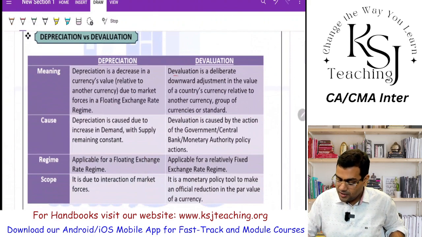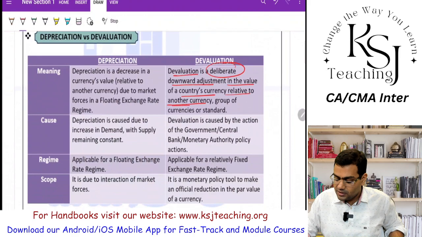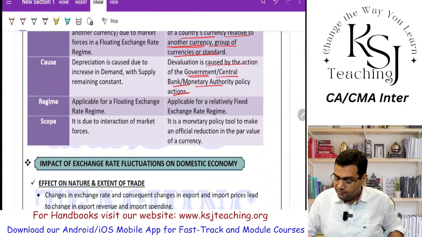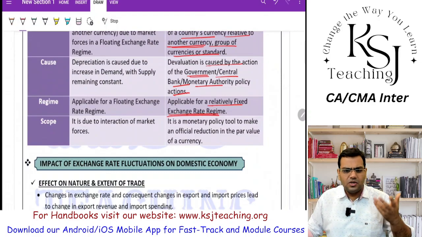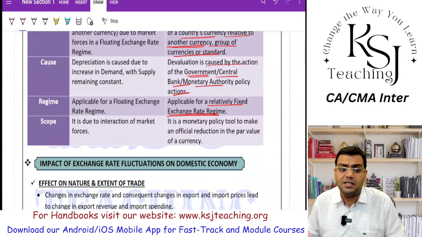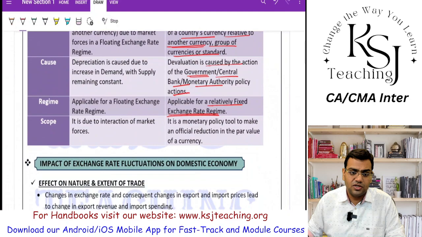So devaluation is a deliberate downward adjustment in the value of a country's currency relative to another currency or a group of currencies, right? Devaluation is caused by the action of the government or the central bank, monetary authority policy actions, applicable for a relatively fixed exchange rate regime, right? If you are going to deliberately change it, or the intervention of the central bank or the government is there, that means there is mostly a fixed exchange rate, right?